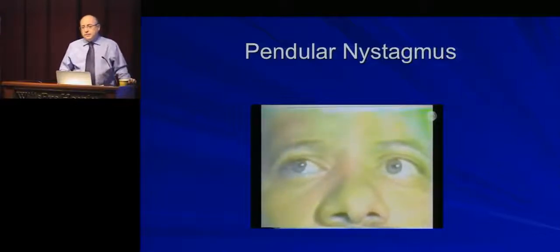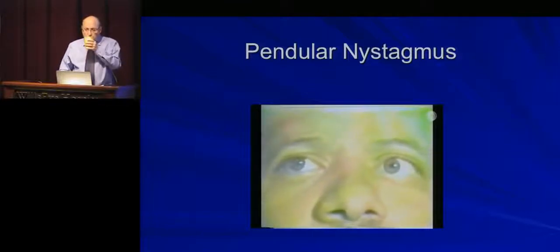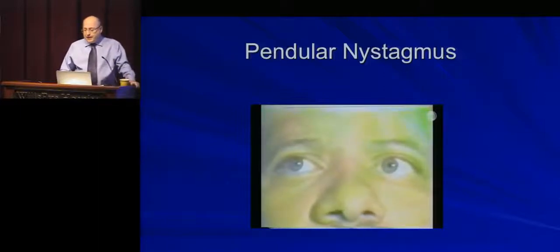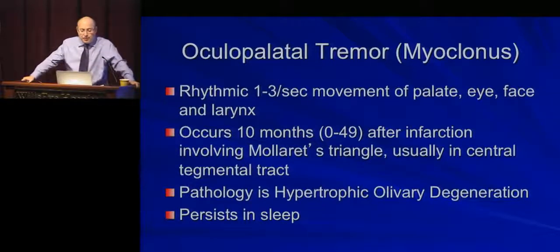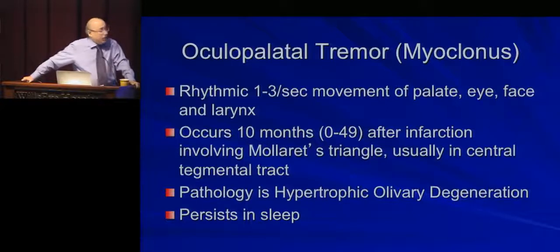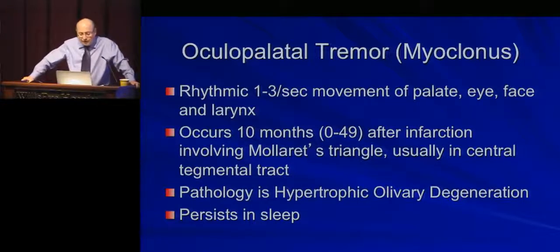Any ideas? What caused it? Is it a new stroke? Maybe, maybe not. What he has is oculopalatal myoclonus, or oculopalatal tremor, which is a rhythmic 1 to 3 per second movement of the palate, eye, face, and larynx, occurring about 10 months on average after a brainstem infarct, usually involving the central tegmental tract or any of the components of what's called the Mollaret triangle.